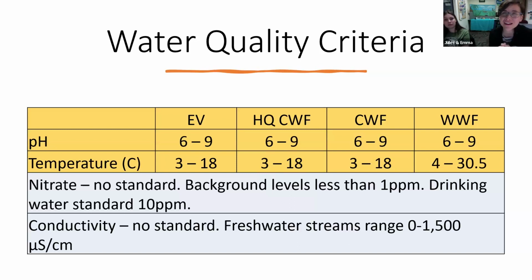Also, just a little known fact, there is no state standard for nitrate nitrogen across the country. Anyway. And then with conductivity, there's no standard. A lot of states will use total dissolved solids as a standard for that. We don't have that here either. But given the geology of our creeks, the typical ranges that you see in freshwater streams is 0 to 1500. And then, with water clarity and stage, there are no state standards for that either. So let's keep going.